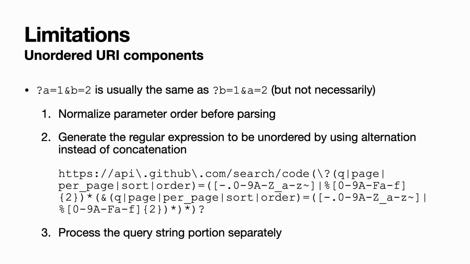So option one is you can normalize the parameter order before you send it to the parser. Option two is you can generate a regular expression that's not picky about the order by using alternation instead of concatenation. Option number three is you can just process the query string portion separately. This is the option that most routers go with. The only downside to processing the query string separately is you lose the ability to talk about it as part of your URI schema.